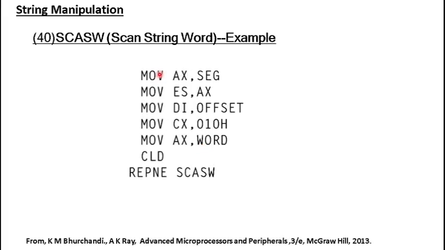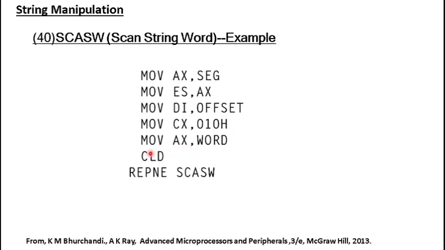So this is an example of SCASW. We are setting where the string is by loading the appropriate address values in ES and DI. ES is loaded with the segment base, and DI is loaded with the offset to the string, the first word of the string. The length of the string is 16 words, so that is fed into CX. And we are moving the word that has to be searched for within the string to AX.